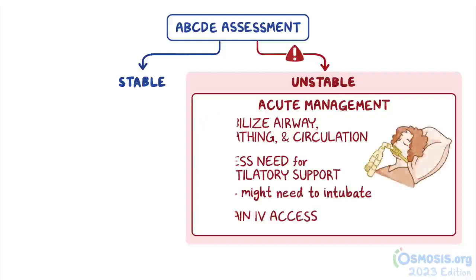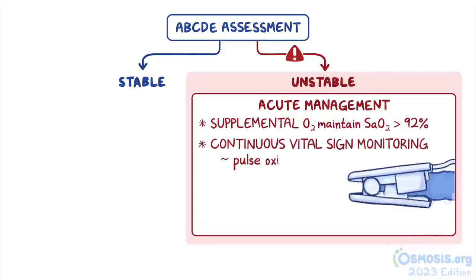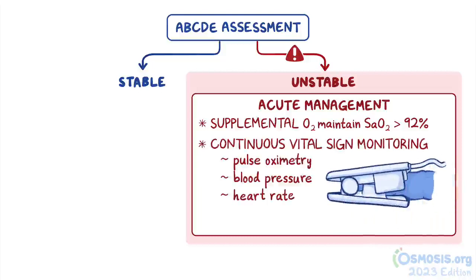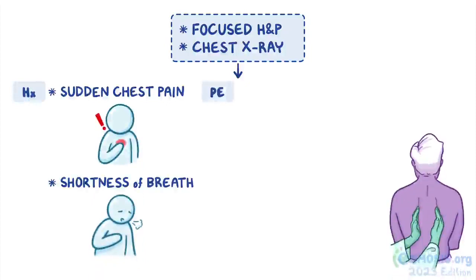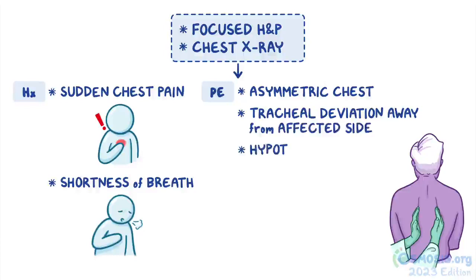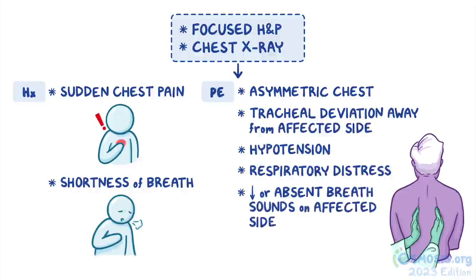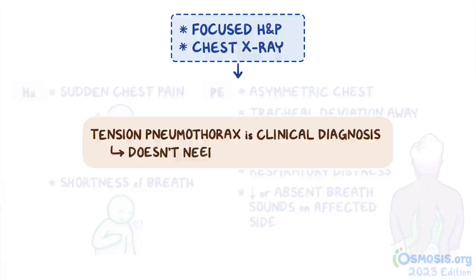Next, obtain IV access, provide supplemental oxygen to maintain SaO2 above 92%, and put your patient on continuous vital sign monitoring such as pulse oximetry, blood pressure, and heart rate. Next, perform a focused history and physical and get a chest X-ray as soon as possible. Your patient might report sudden chest pain and shortness of breath, while your exam will reveal an asymmetric chest and tracheal deviation away from the affected side, as well as hypotension, respiratory distress, and decreased or absent breath sounds on the affected side. Keep in mind that tension pneumothorax is a clinical diagnosis and doesn't need further testing.